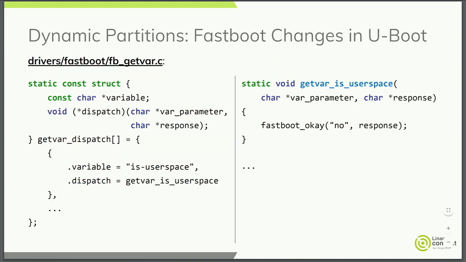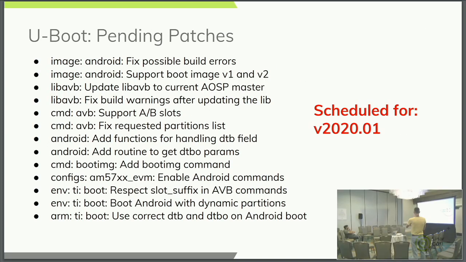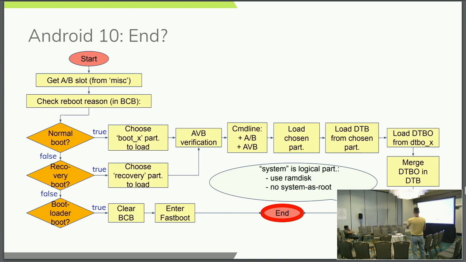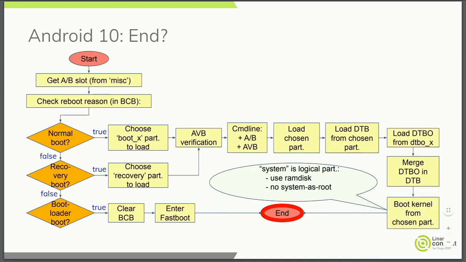And this is how it's implemented in U-Boot. Some patches are already merged, some patches are pending. These patches are pending. We will try to merge this in 2020.01. And this is all from my side, but I would like to stop here for a short time and discuss maybe with vendors and Google and community how we can avoid some pain when implementing new bootloader requirements.